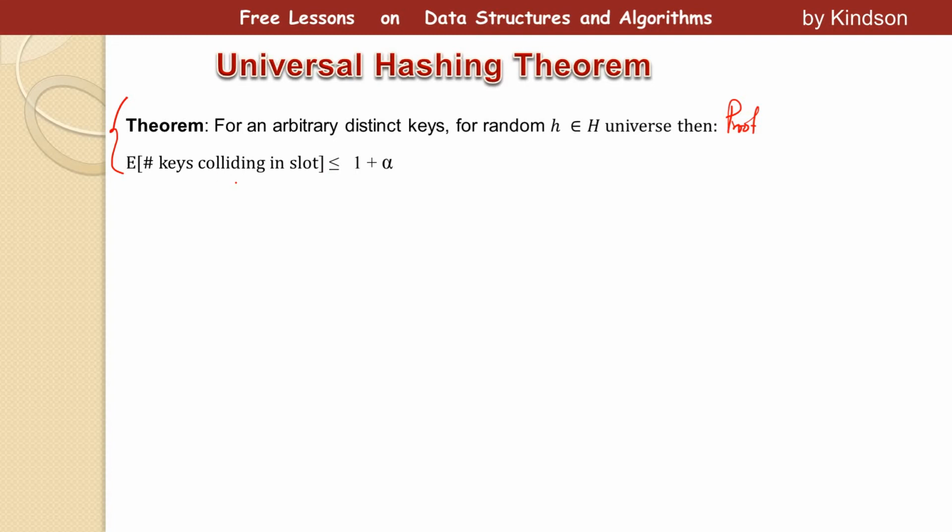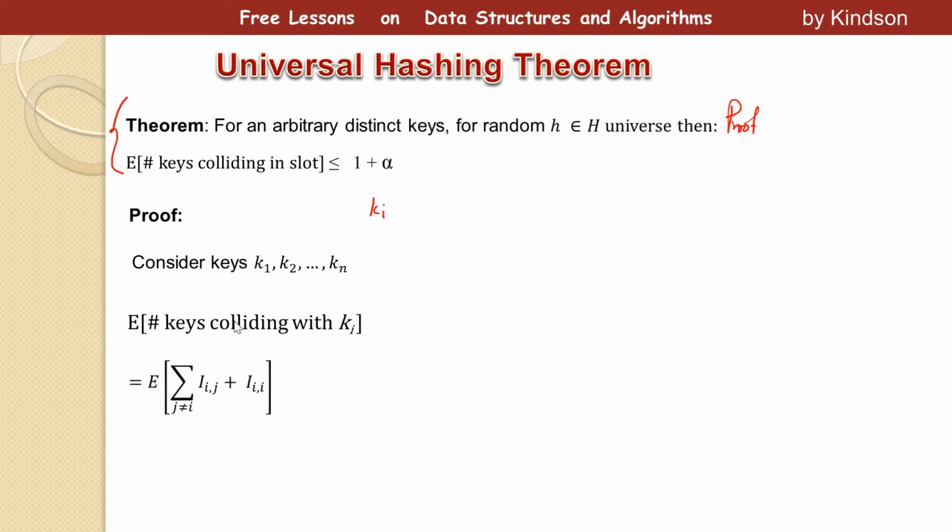So to calculate the expectation of something happening, we need to use something called an indicator random variable. What it means is we use indicator random variables to represent these events as they happen. So if we consider keys k1, k2 to kn, we'll say that the expectation for the number of keys colliding with ki, because now we single out one key, ki, will be the expectation of the sum of Iij plus Iii.